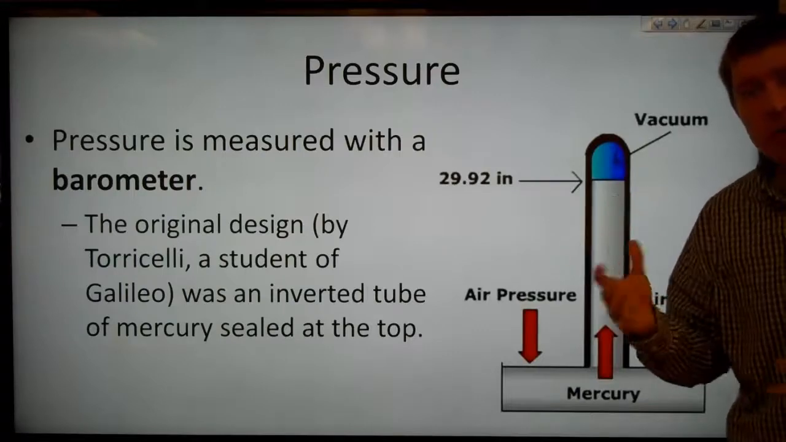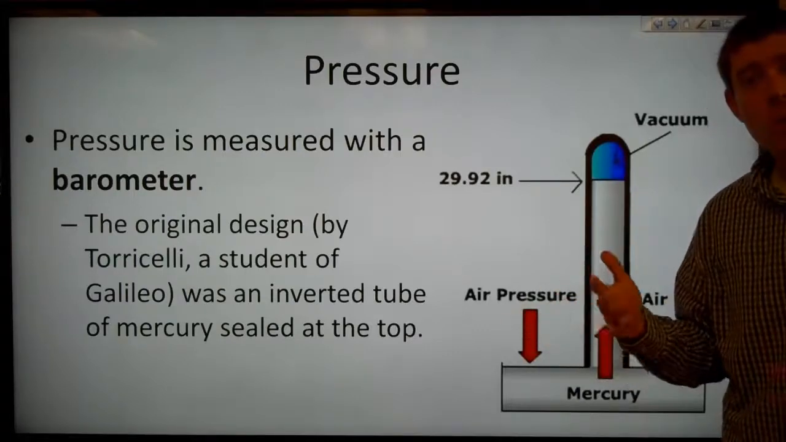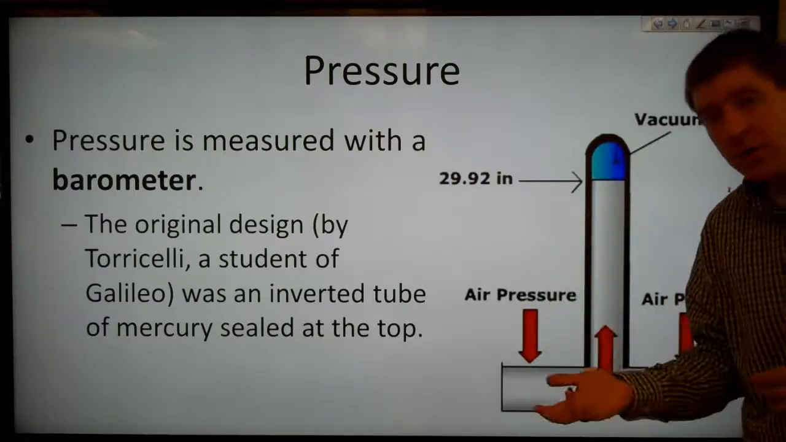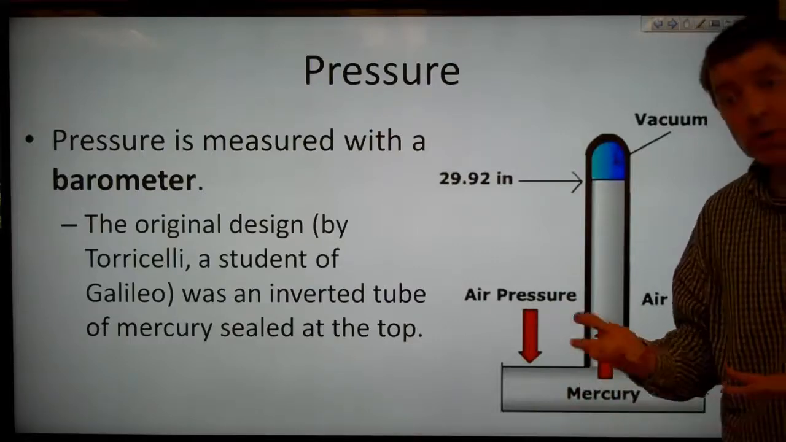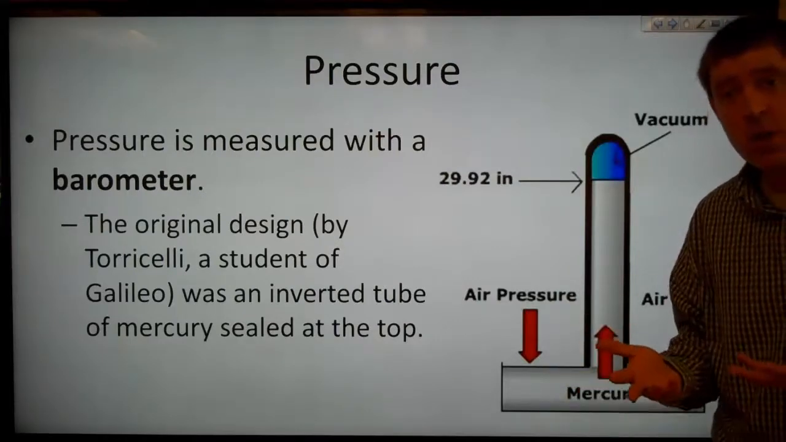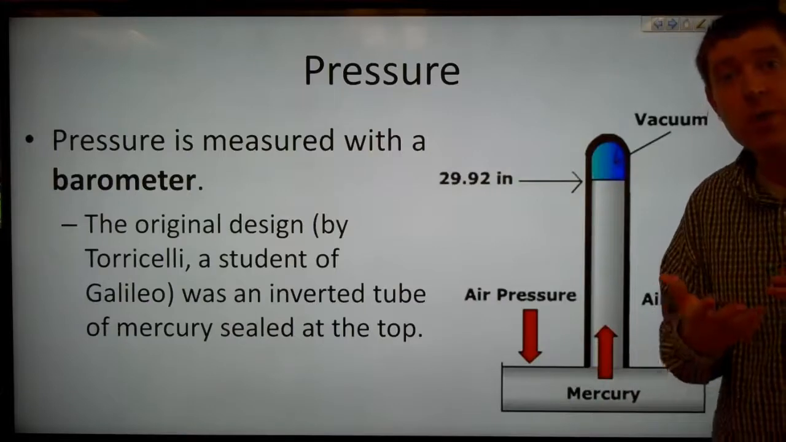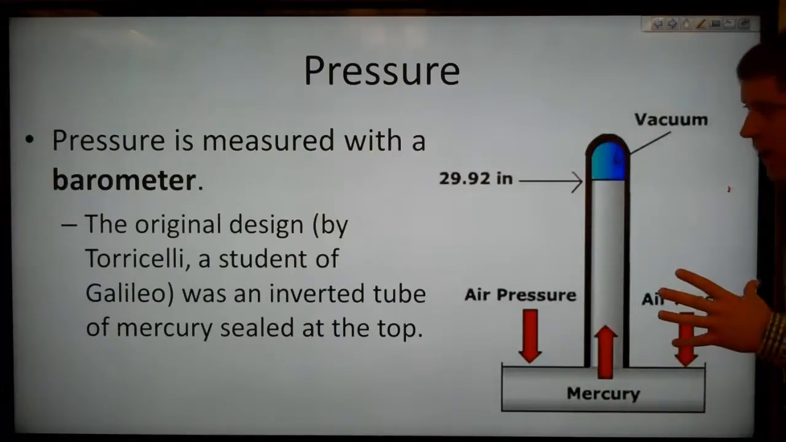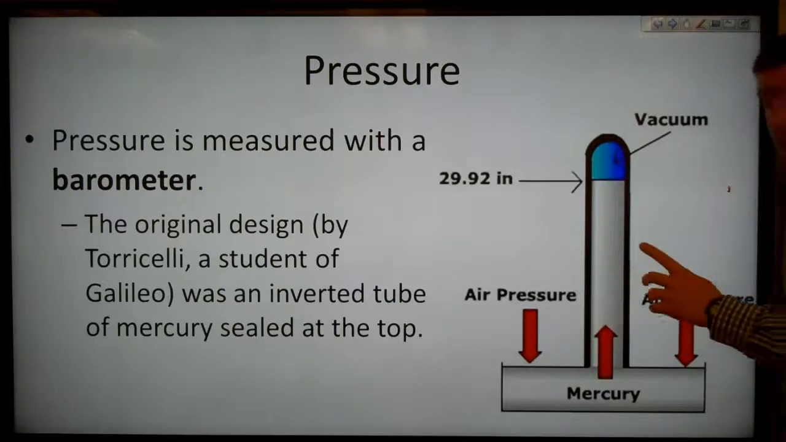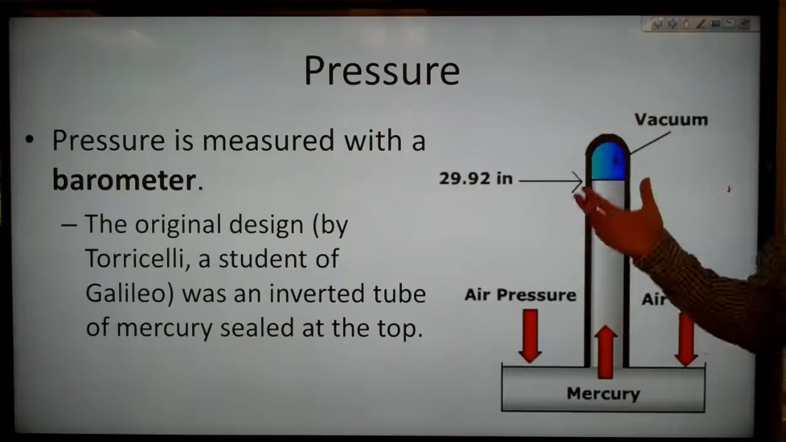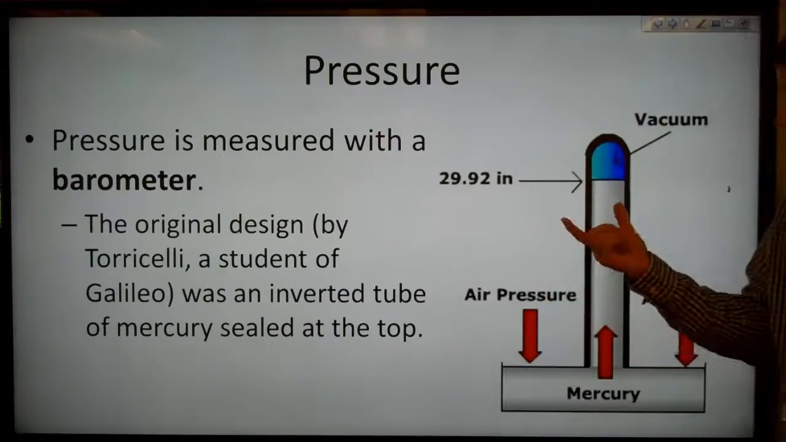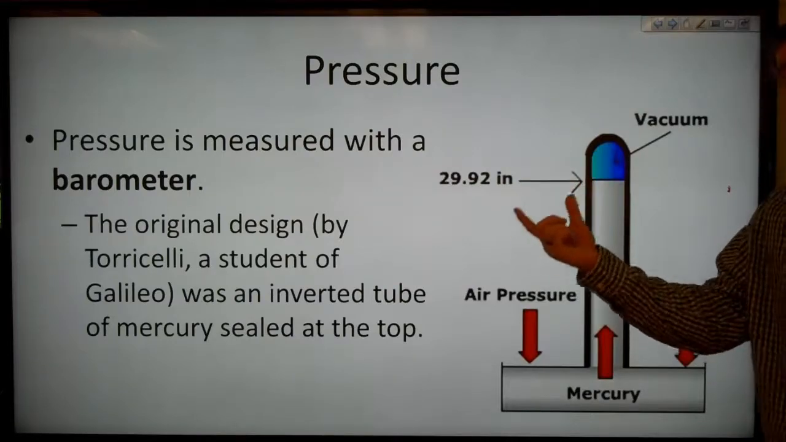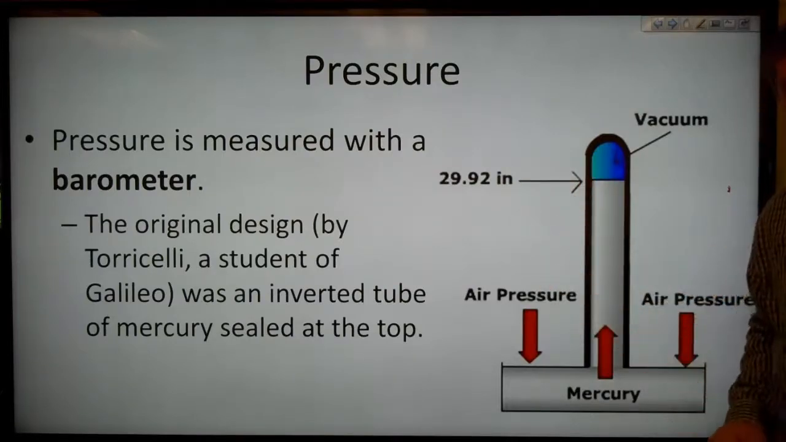Now, atmospheric pressure changes with weather conditions. Some days it's a little less, some days it's a little more. And as we change from sea level, if we go above sea level, then the pressure drops. If we go below sea level, then the pressure rises. But that's an average value, so this 29.92 is around 1 atmosphere. It's around the height that the mercury would rise in a tube.